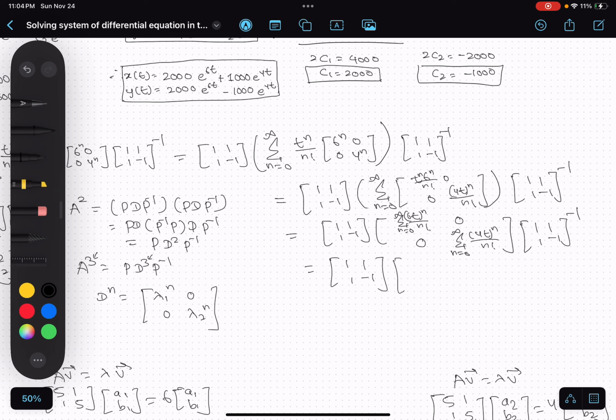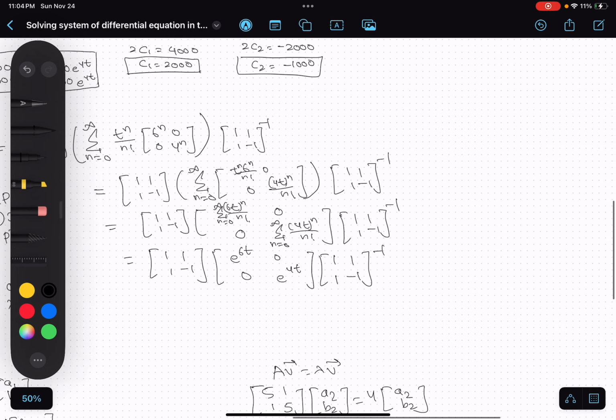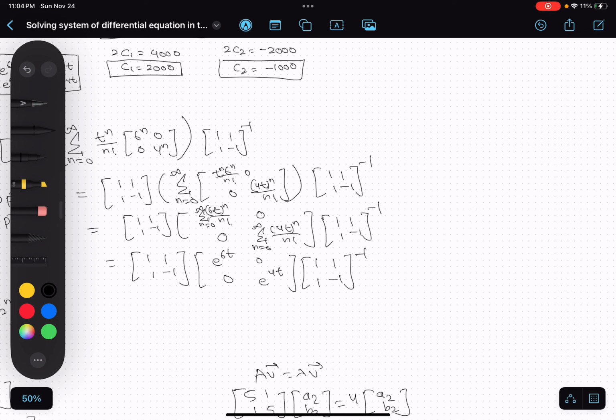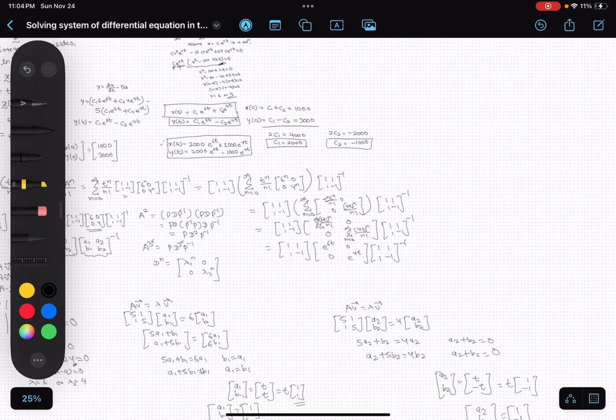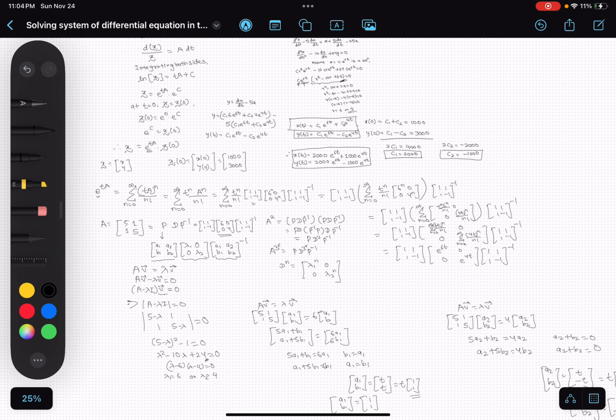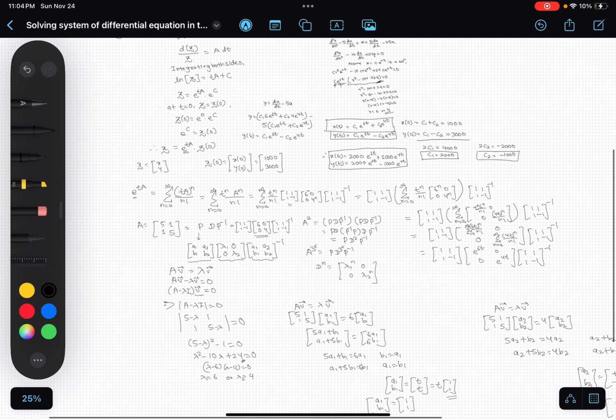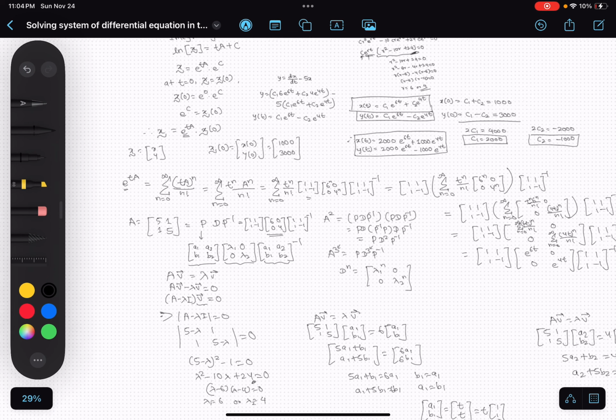And now we know that this is again the definition of e. So e to the power 6t, 0, 0, e to the power 4t, right? And this is just [[1, 1], [1, -1]] inverse. Okay, so now if I try to multiply these things... I guess wait, I will multiply it later on. So now if I have this expression, [[1, 1], [1, -1]] and [[e^{6t}, 0], [0, e^{4t}]] and [[1, 1], [1, -1]] inverse, let me substitute it back over here.